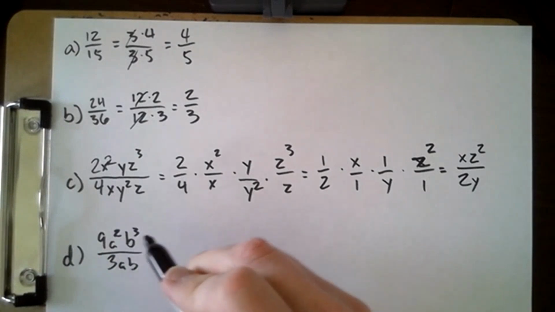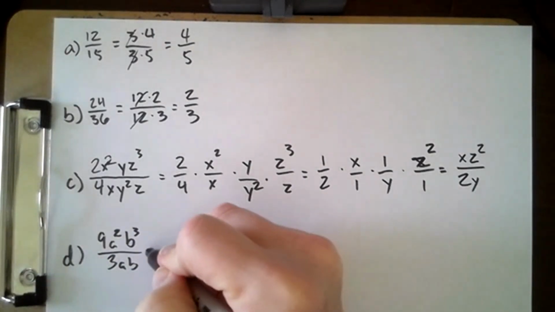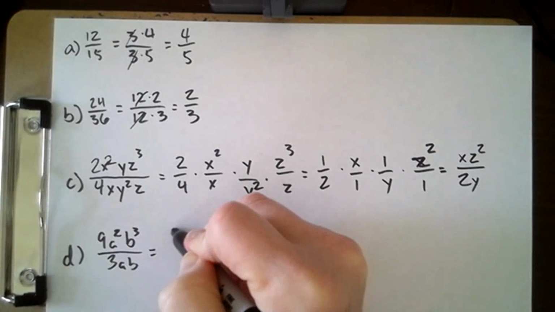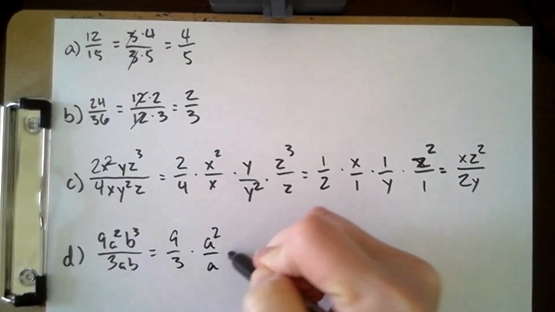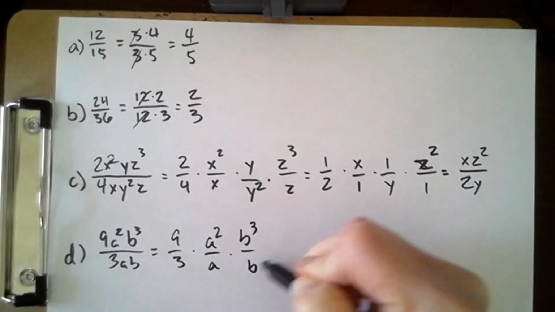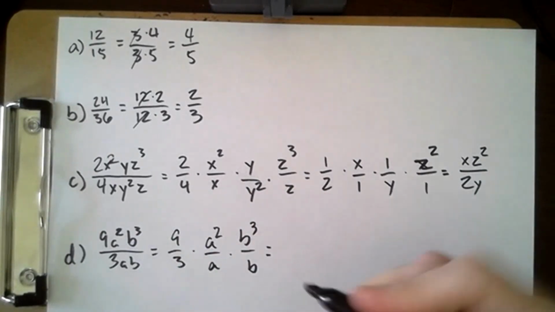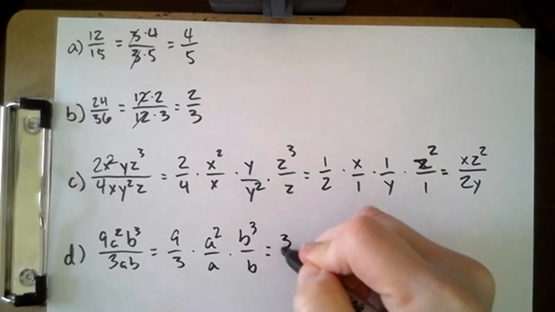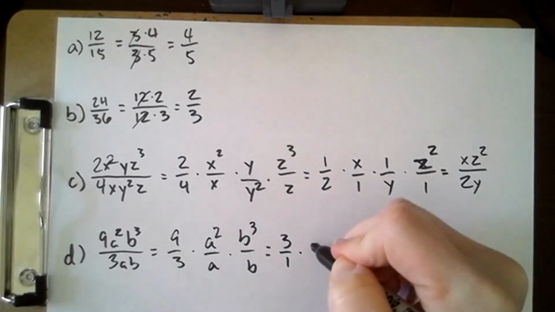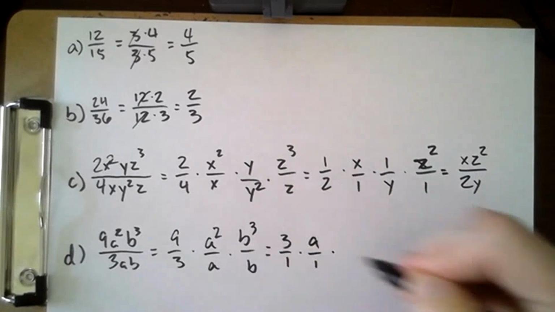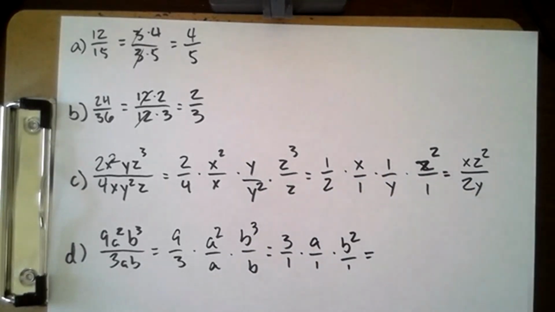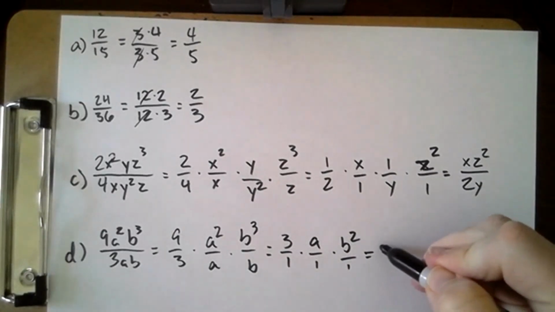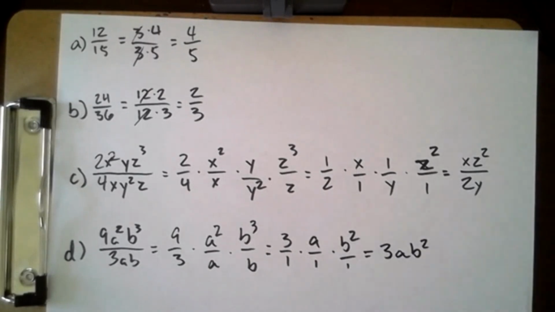Finally, we have 9a squared b cubed over 3ab. I'll do the same sort of thing here. I've got 9 over 3 times a squared over a times b cubed over b. 9 over 3 is 3. A squared over a is a. B cubed over b is b squared. Since each of these has a denominator of 1, we can just write it as 3ab squared.